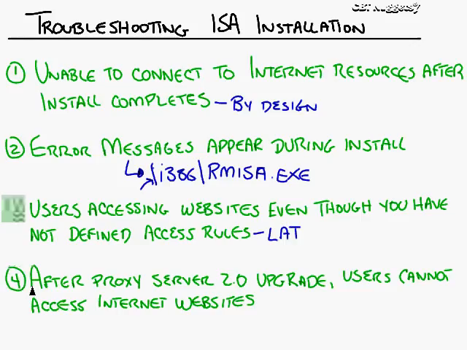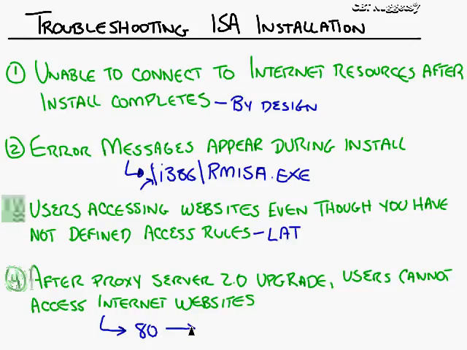And the final one, after a Proxy Server upgrade, users cannot access internet websites. Well, you might think, isn't that the same as the first one? Not necessarily, because on number four, you may have access rules defined. The main reason why is because Proxy used a different port number. Typically, with Proxy, you would point your proxy clients to port 80. You would say, go to the ISA server, or the proxy server back then, on port 80.